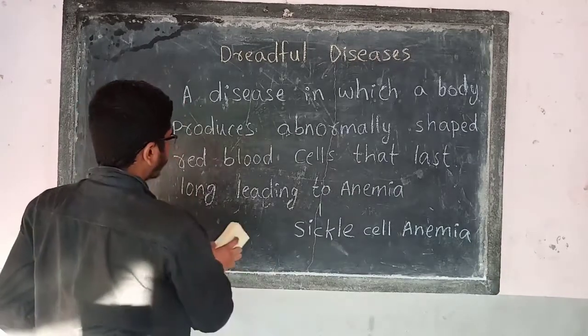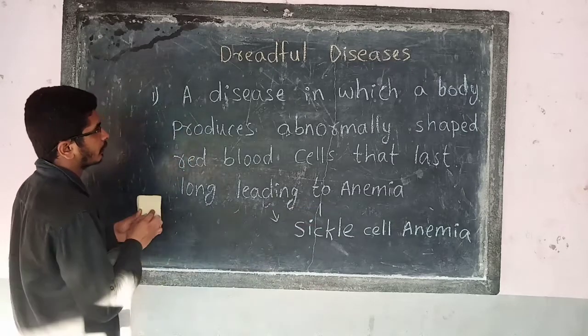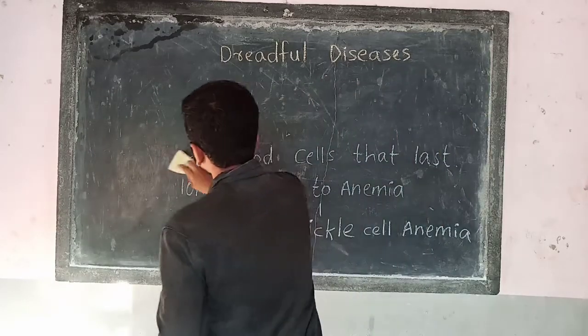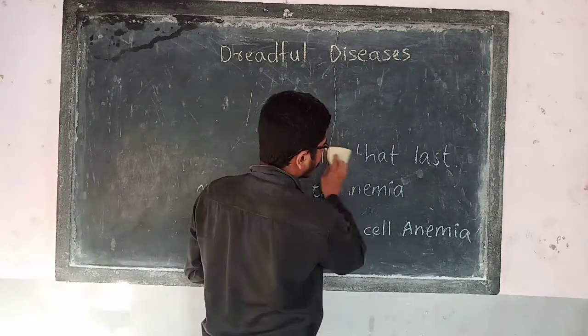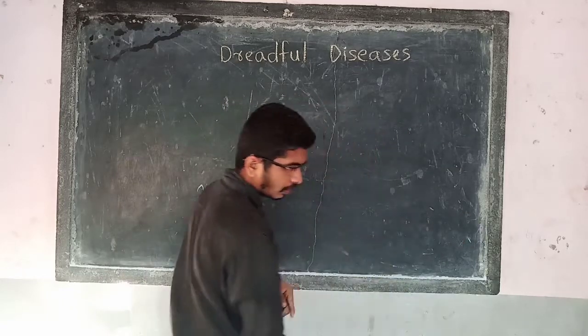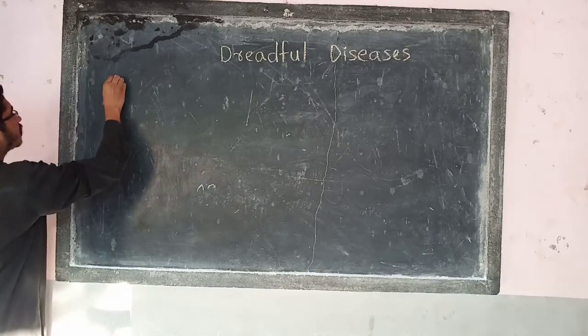Okay, now we will learn about the other disease. You can write this as number 1, first disease. Now number 2 you can write.